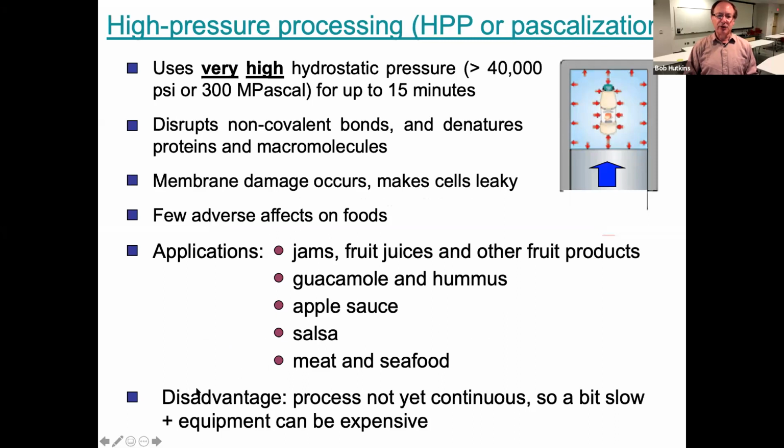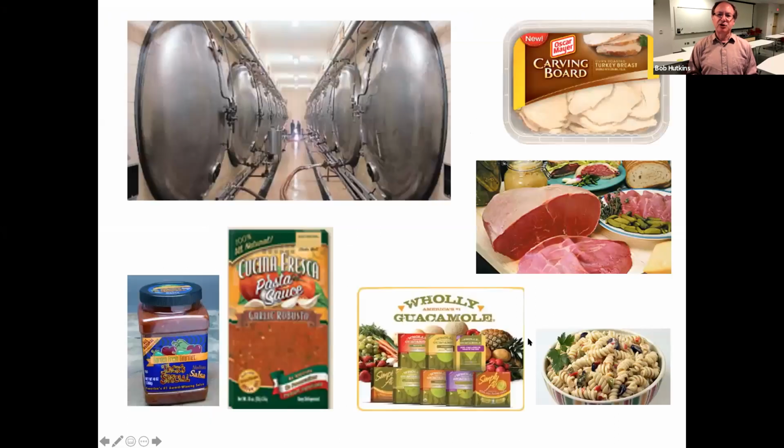But here's a note, it's not continuous, so they do it a batch at a time. In the food industry, we love things that are continuous. So that's not continuous, and that's the problem. But it still works great. And you can see all sorts of products: meat products, salad products, salsa, hummus, pasta sauce, but especially those guacamole products. So Wholly Guacamole is a big brand, and they use HPP.